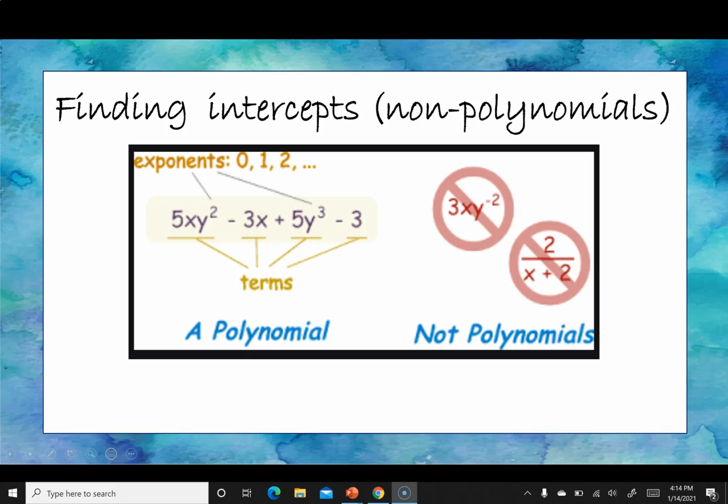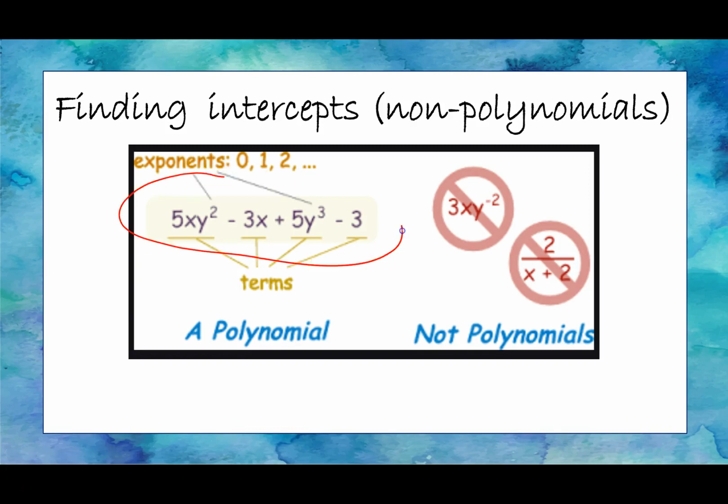Let's talk about finding intercepts of non-polynomials. First of all, let me remind you what a polynomial is. So a polynomial looks like this. You can see that the exponents are positive. We don't have any division.